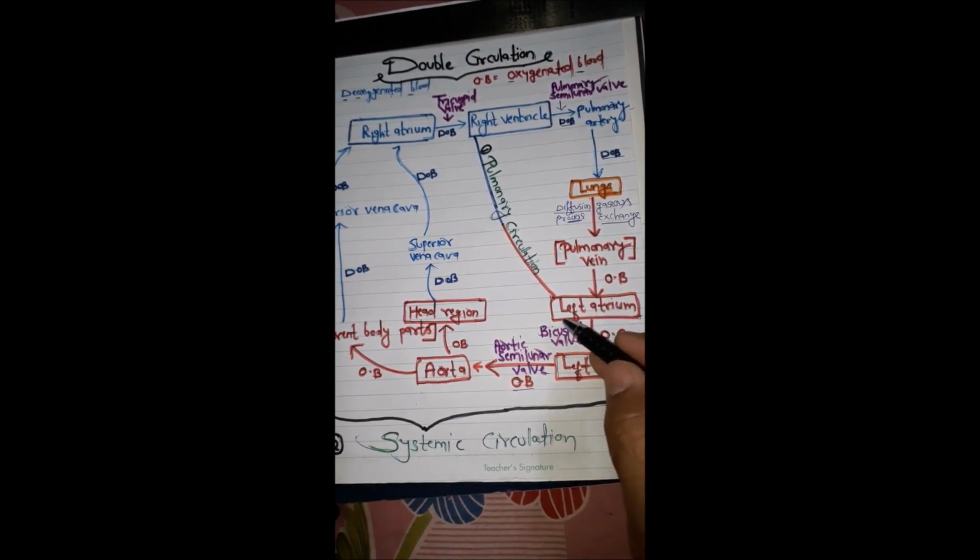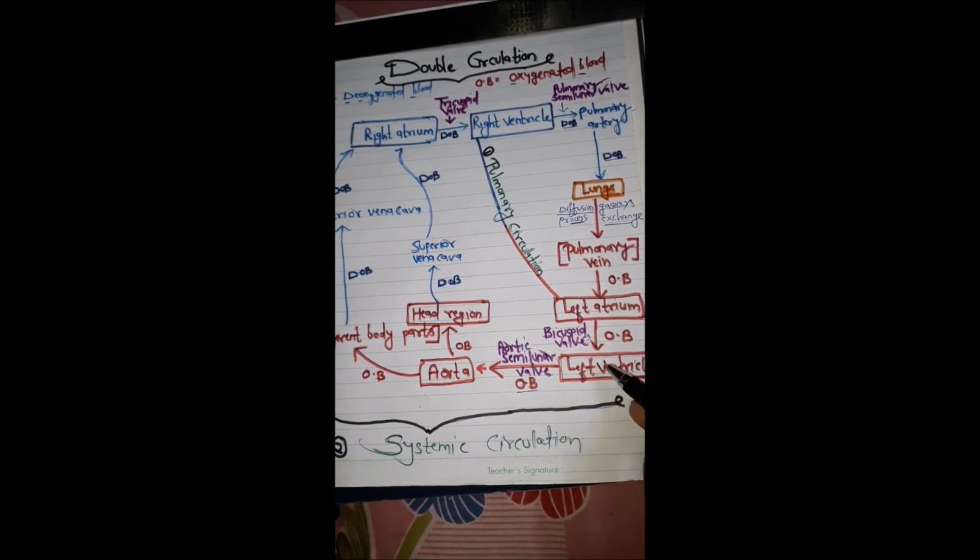As a result, the bicuspid valve, which is present between the left atrium and left ventricle, will open due to the high pressure of oxygenated blood. Hence, all the oxygenated blood goes into the left ventricle.